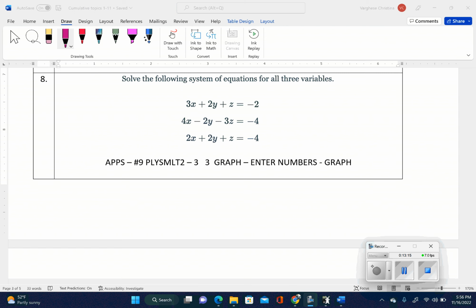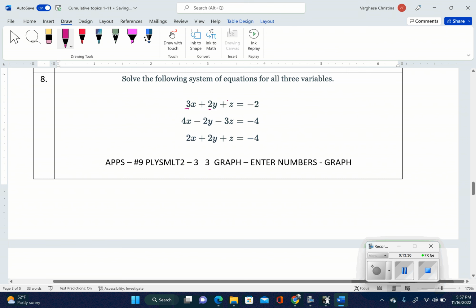So Apps, number 9, PolySmlt2. Make sure that it says 3 equations, 3 unknowns, and then you hit graph, and then you enter the numbers. The numbers you're entering are 3, 2, there's no number here, there's a 1, -2, then 4, -2, -3, -4, and then 2, 2, 1, -4. Those are the numbers that you're entering, and then you hit graph to solve.